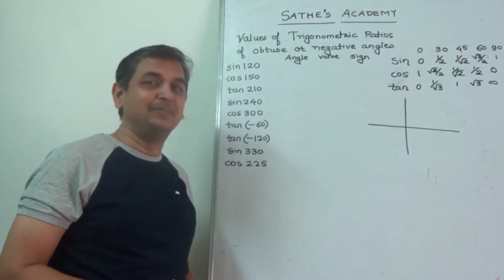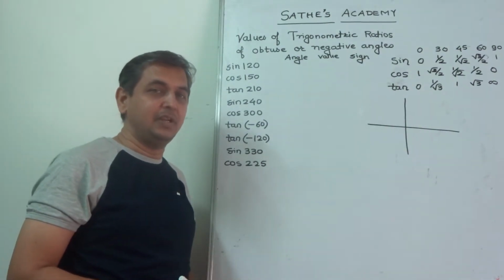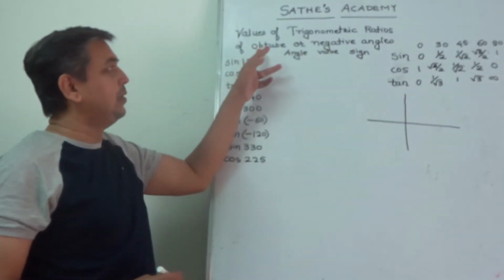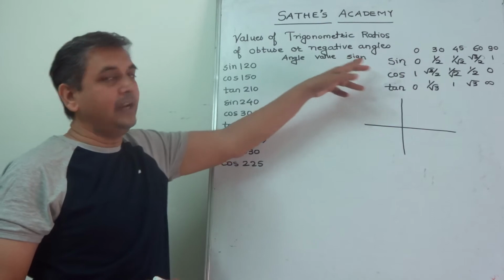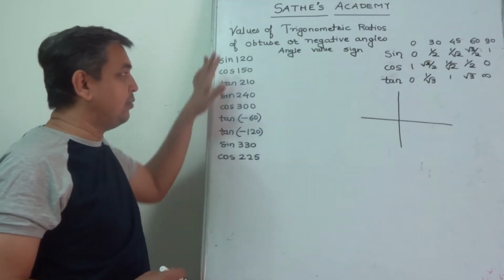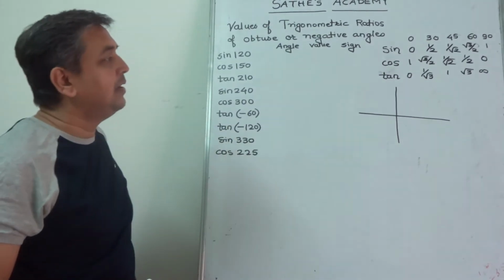Hello friends, in this video we shall see how to find the values of trigonometric ratios for obtuse angles or negative angles. I have written some trigonometric values over here. Let us find how to find these values.